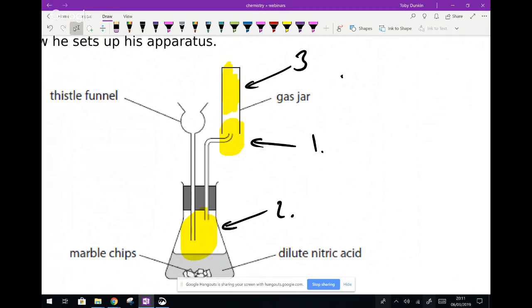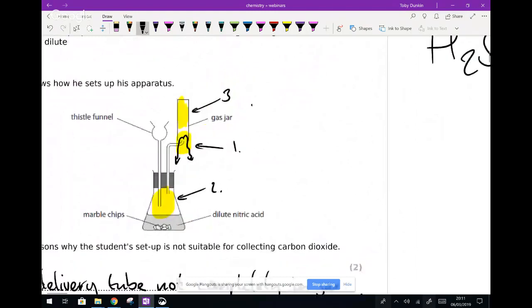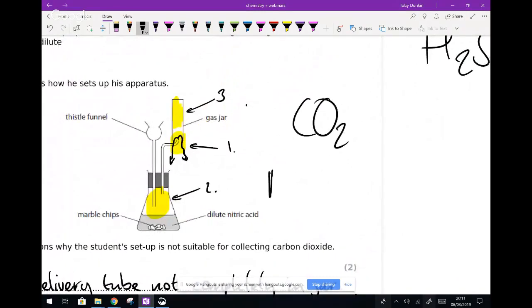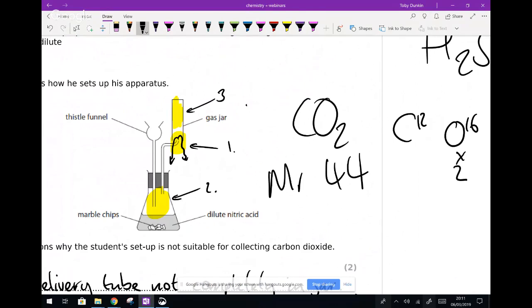The first one I spotted was that the delivery tube is only just in it. Most of the gas, by the way, carbon dioxide is heavy. The carbon dioxide is going to trickle out and just fall down. The reason why it's heavy is because carbon dioxide has an MR of 44. Carbon being 12, oxygen being 16, and there's 2 of them. 12 plus 16 times 2 equals 44.